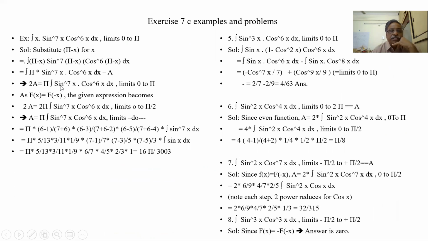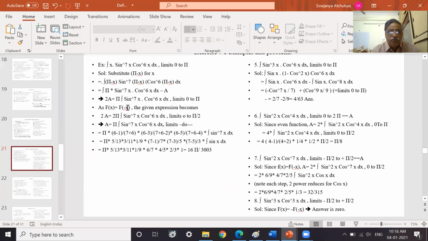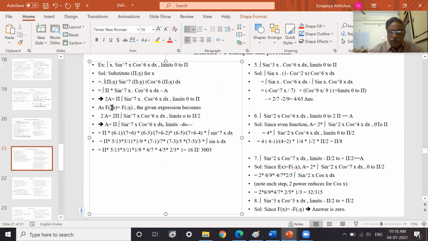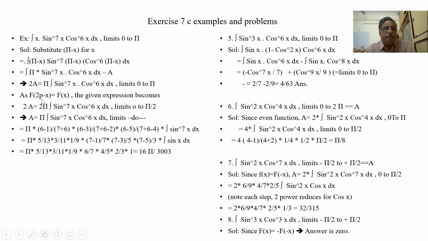Suppose pi here. So sin of pi minus x is sin x. Now cos of pi minus x is minus cos x, whole to the power of 6. This is an even power, so this is also plus. So here f of 2p minus x is equal to f of x. So that is the formula we have used: f of 2p minus x is equal to f of x. So when we use property 7 here, f of 2p minus x is f of x.